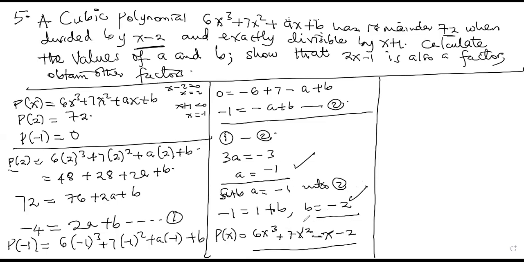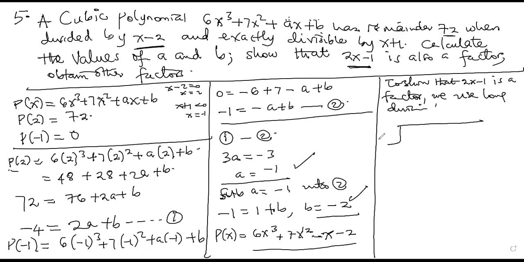After getting this, they want you to show that the polynomial is divisible by this, because if they say show that 2x minus 1 is also a factor, it means that for it to be a factor, you must divide it by this, and it gives the remainder 0. So to show that 2x minus 1 is a factor, we use long division. When you're using long division, of course, you're going to divide. It will be 2x minus 1.